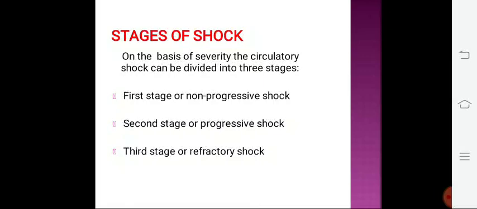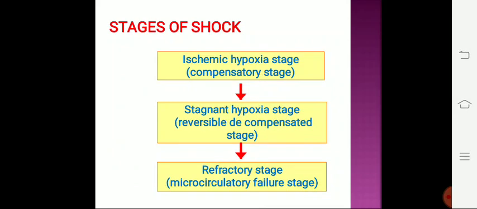Depending upon the severity, circulatory shock can be divided into 3 stages. First stage or non-progressive stage, second stage or progressive shock, third stage or refractory shock. Ischemic hypoxic stage, also known as the compensatory stage, stagnant hypoxic stage, reversible decompensated stage, refractory stage, microcirculatory failure stage.